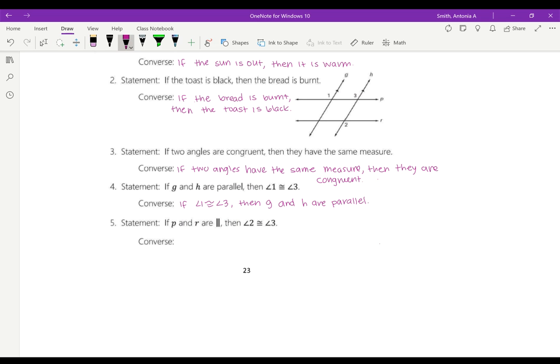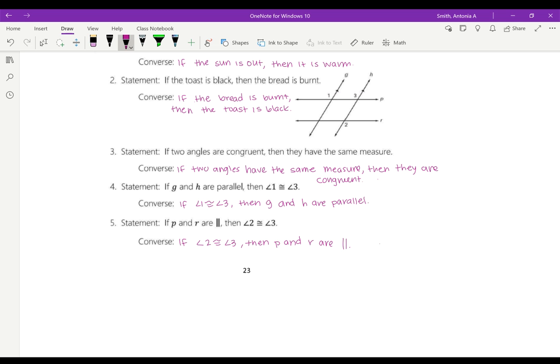Now I'm switching it, angle 2 is congruent to angle 3. Wow. Guys, if you can't tell, I'm recording this a little late and my brain is starting to go to sleep already. Angle 2 is congruent to angle 3. Then P and R are parallel. That's what that symbol means.